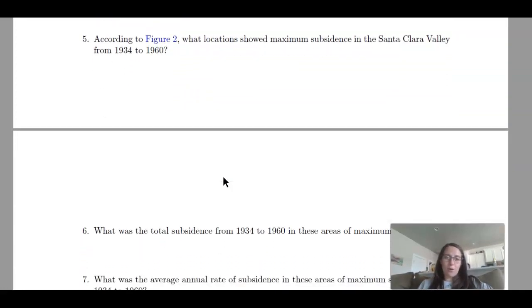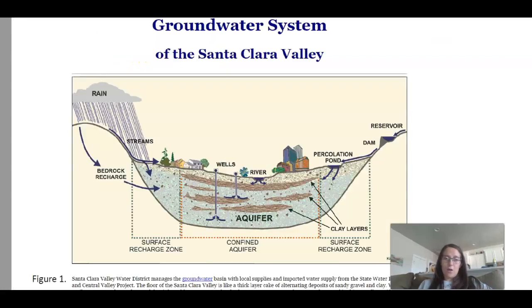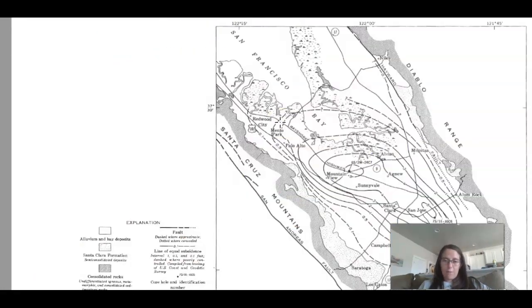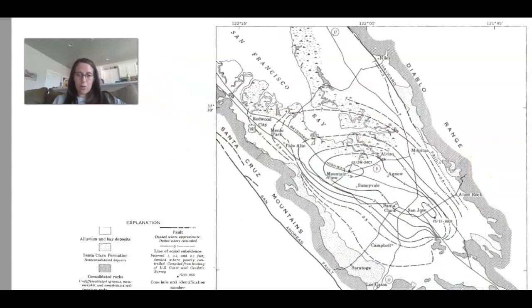Okay, according to figure 2, what locations showed maximum subsidence in the Santa Clara Valley between 1934 and 1960? If you go back to the document, figure 2 is this one, and it's not as easy to see. As you can tell, it's pretty old. But below, in the bottom of the figure, let me see if I can expand this view for you.